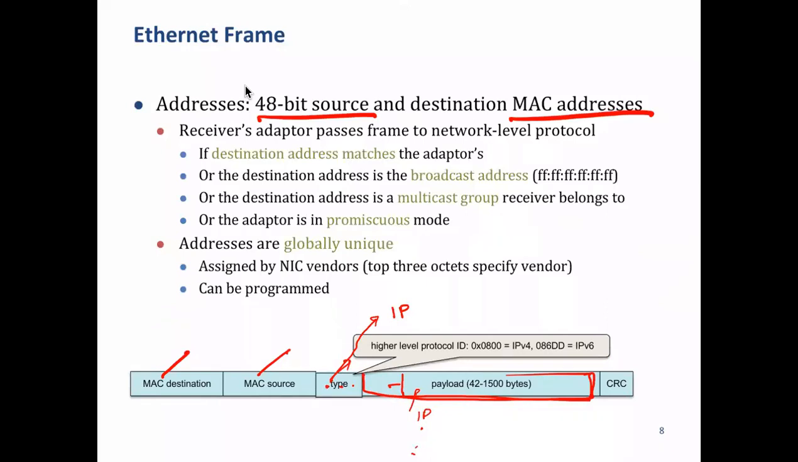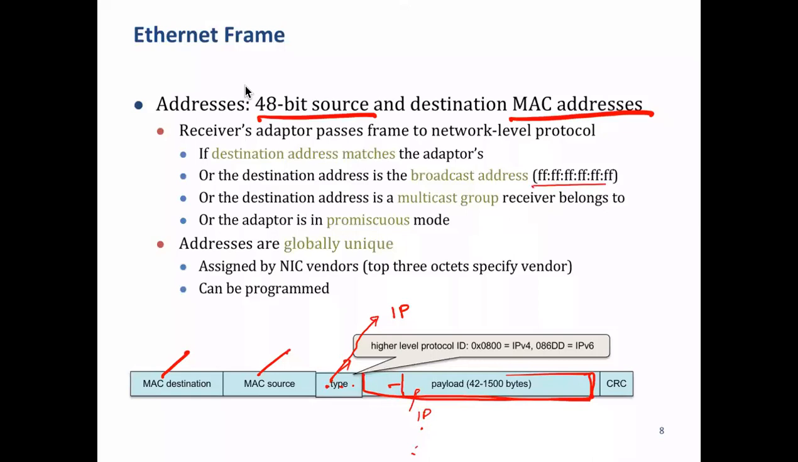So there is a 48-bit source and destination address, and most of the Ethernet cards that we get come with the address built into them. It's there, but of course you can program it nowadays. You can change it. And there are various types of addressing we can do.